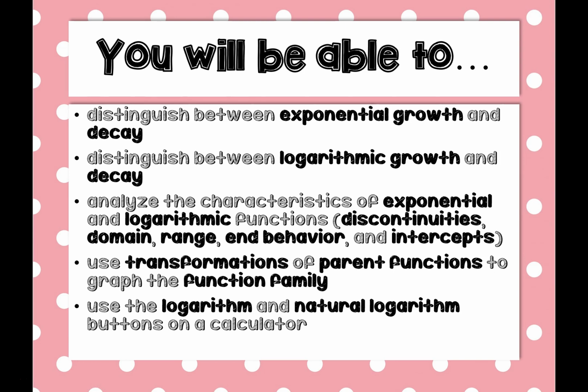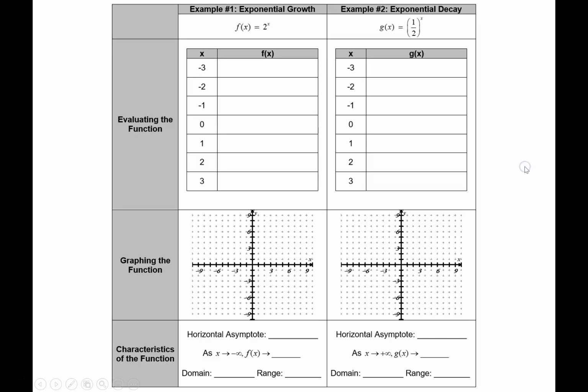Then after we have a graph, we're going to be analyzing the characteristics. So we're looking for discontinuities, domain, range, end behavior, intercepts, all those normal things. We'll do a little bit with transformations of the parent functions to graph exponentials, and then we will also be making good use of the logarithm and natural logarithm buttons on the calculator. So I'll show you how to access those as well. Okay, so first let's talk about exponentials. I thought we might start by getting a graph of these two and then kind of looking at those characteristics.